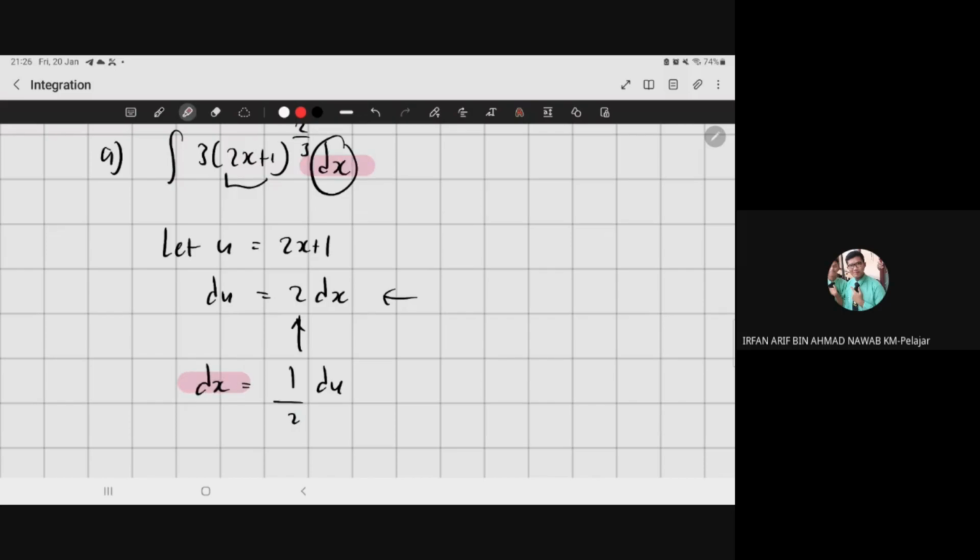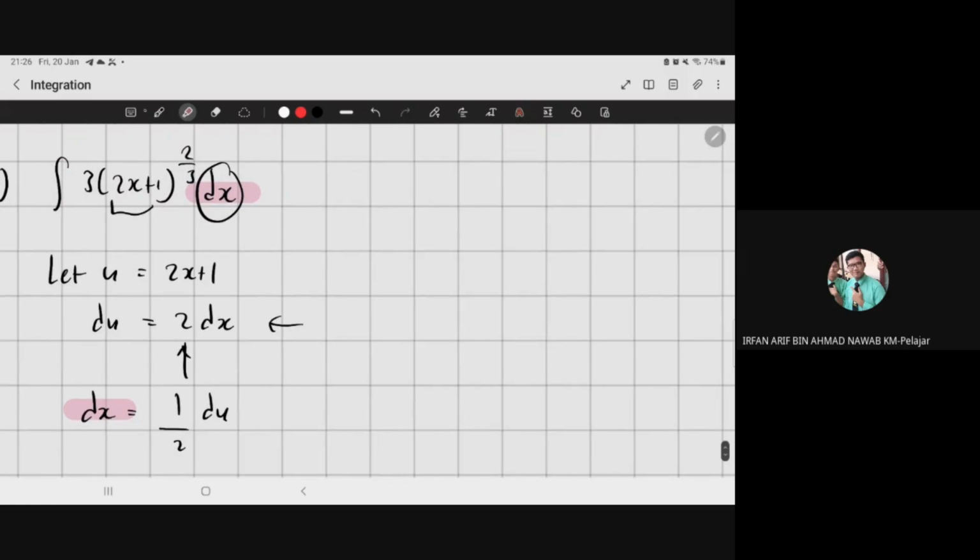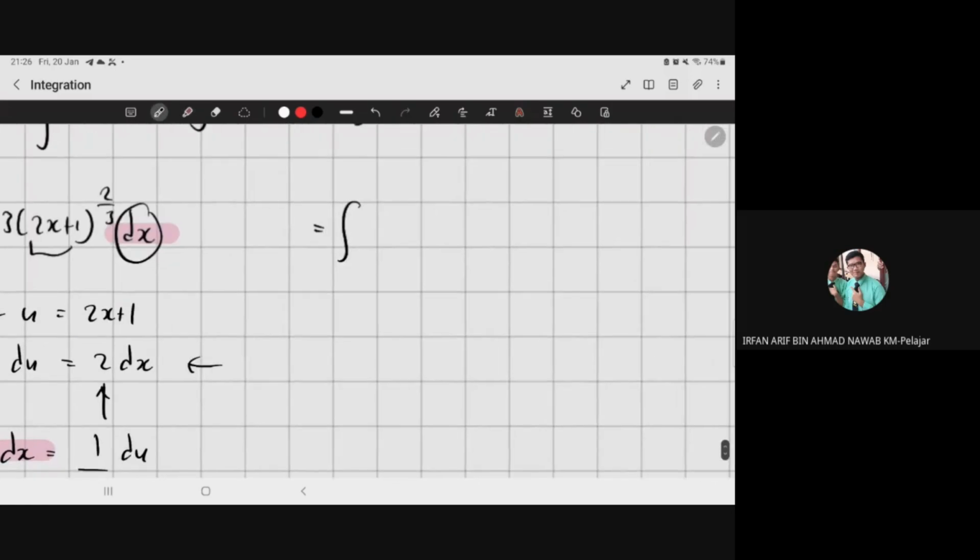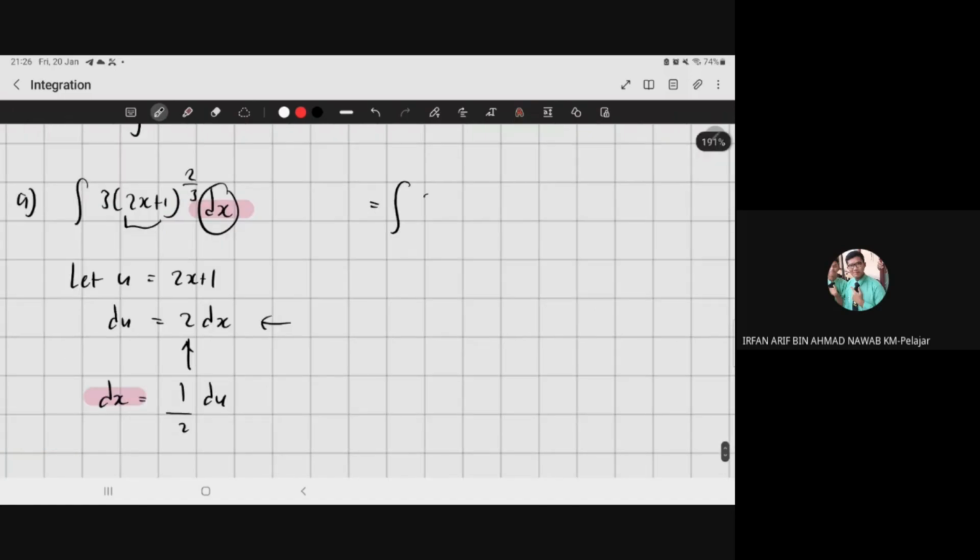Then we could solve it from there. Right? We will get, oops, sorry, 3 times u to the power of 2 over 3 du over 2. All right, this dot here represents a multiplication, okay?